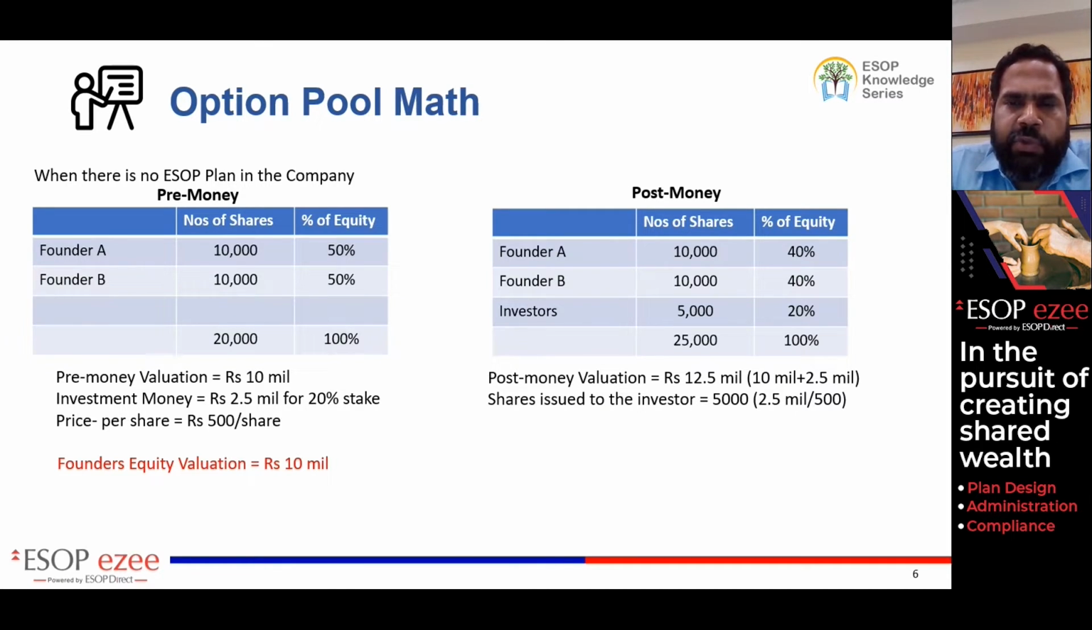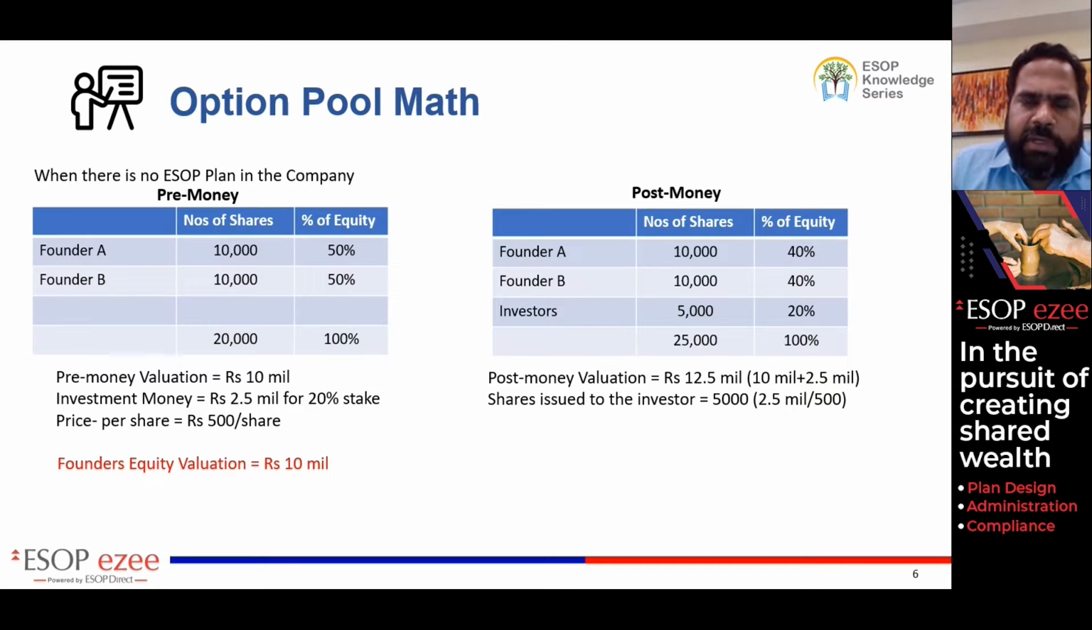Shares which will be issued to the investor is 5,000, so 2.5 million divided by 500. So now incrementally, we know how many shares are to be issued to the investors for that 20% stake. This is arrived at by dividing the 2.5 million by the price per share. And this is there in the example. So pretty simple to comprehend. There should not be any challenge to understand this part.